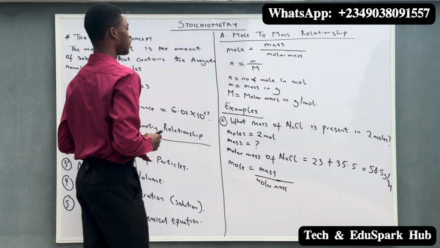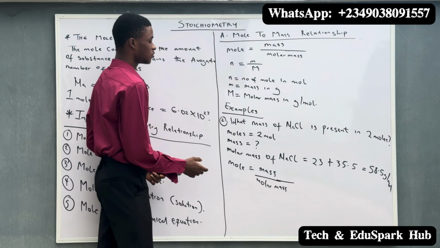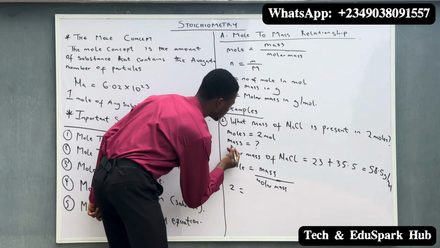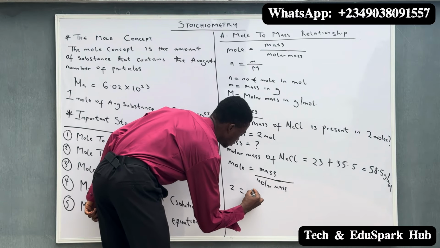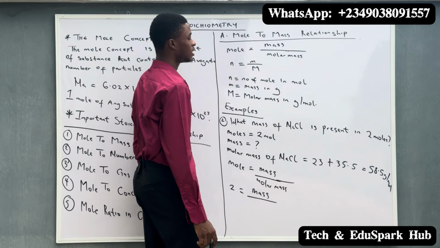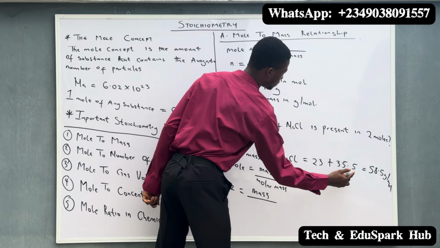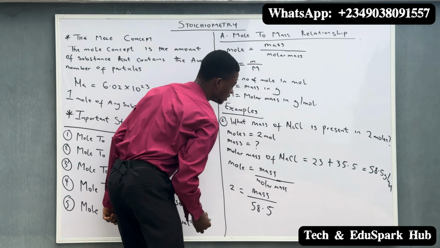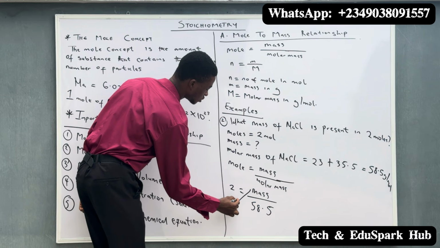So in solving this kind of question, we can just input our parameters. What is our mole? Our mole is 2, so we have 2 equal to our mass. We don't know our mass, that is what we have to calculate. So we have mass divided by our molar mass. Our molar mass is 58.5. So in this kind of question, to get our mass, we have to cross multiply.